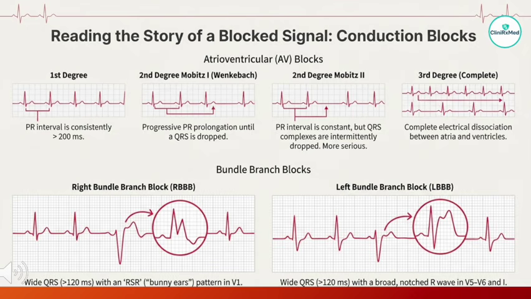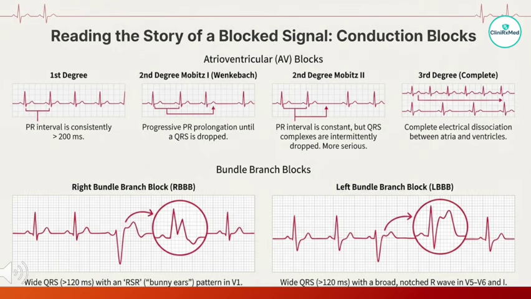2. Bundle branch blocks. The bunny ears. When the block is further down in the ventricles, we see the bundle branch blocks, BBB. As you noted, the bunny ear pattern is the classic signature. Right bundle branch block, RBBB, occurs when the right bundle is blocked. The electrical signal has to travel through the left ventricle first and then leak over to the right side.